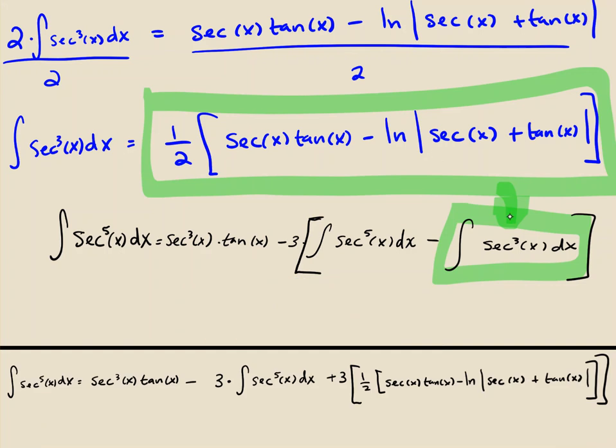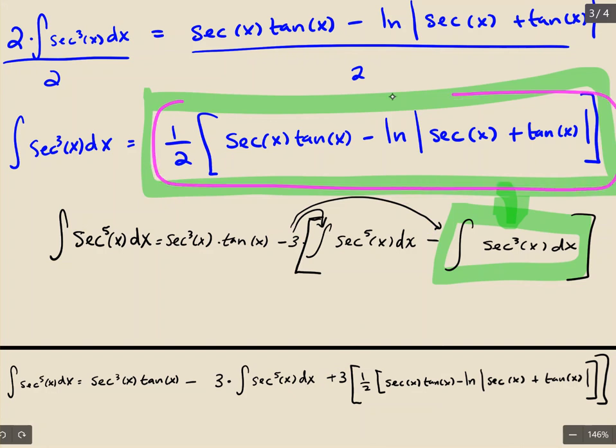So while I was substituting this in for here, I also distributed the multiplier of the -3 to both terms, so that would make us a minus 3 times the integral of secant to the fifth of x dx, and then -3 times a negative would become a +3, substituting in this for the integral of secant cubed, and we would get 3 times 1/2 all times secant of x tan x minus natural log of secant of x plus tangent of x.